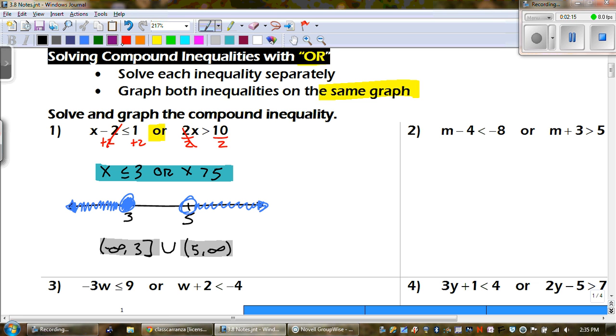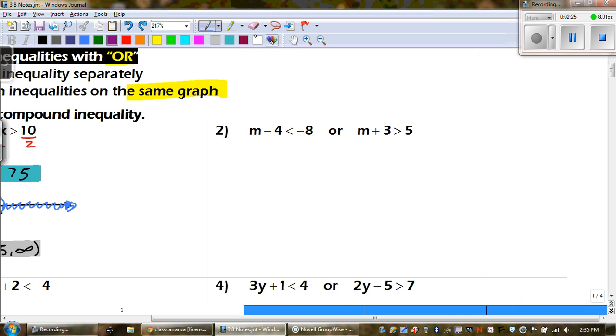So anytime we have a break right here, that break pretty much means union. We're putting those two things together, the two inequalities together. Okay? So once again, we have the word OR. Solving for m, we add 4 to both sides, and we get m is less than negative 4. Or on the right side, we have to subtract 3 from both sides, and we get m is greater than 2.